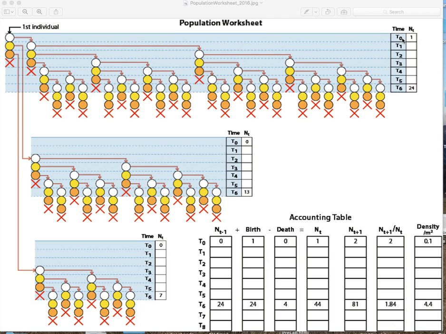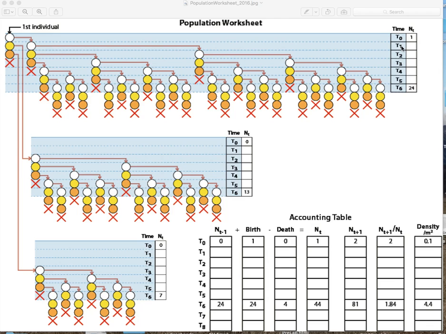It's our first time period, but it's called T0 because that's the starting point. And the population size at our first time period is 1. We can figure that out by going way back here and seeing we have one individual in this row going all the way across. So our population size at T0 is 1, which makes sense. We started out with a single individual.